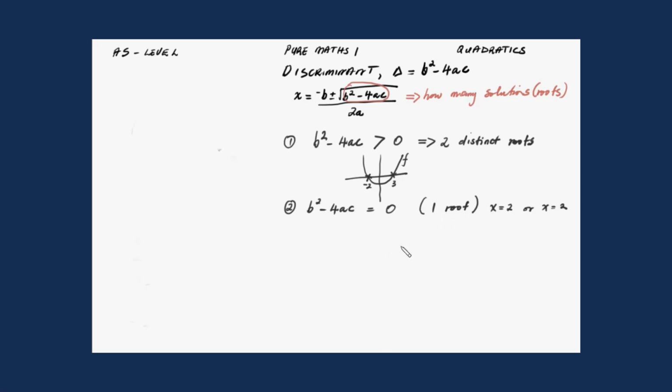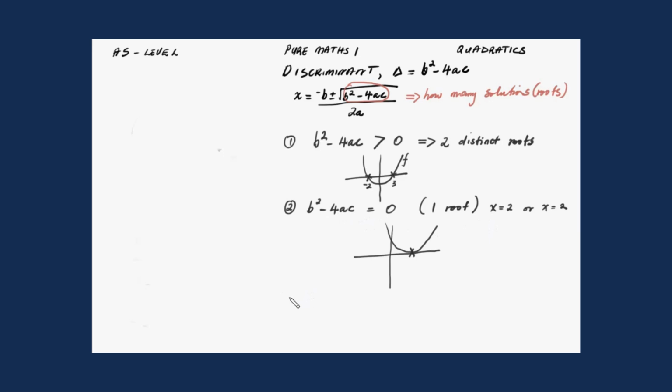Now, this is the case where we have graphs like this, guys. Let's say the graph goes around and it just touches the x-axis at a point here. It doesn't cut through, it just touches the x-axis at a point. So in that case, we have one root. So that's when the discriminant is equal to 0.